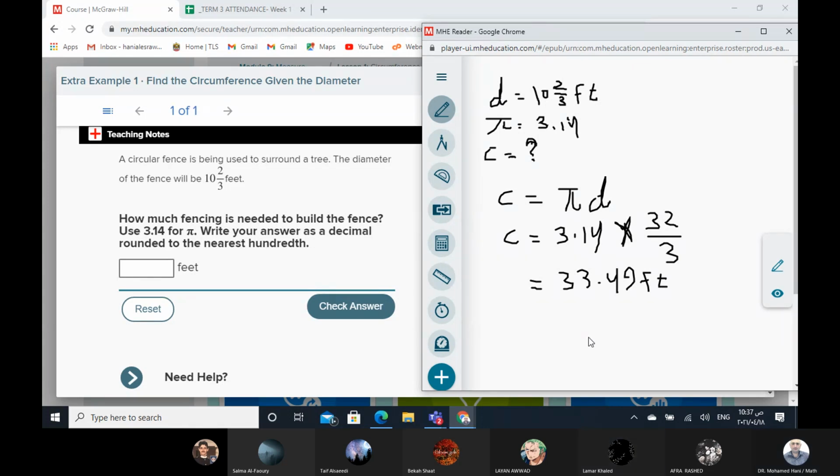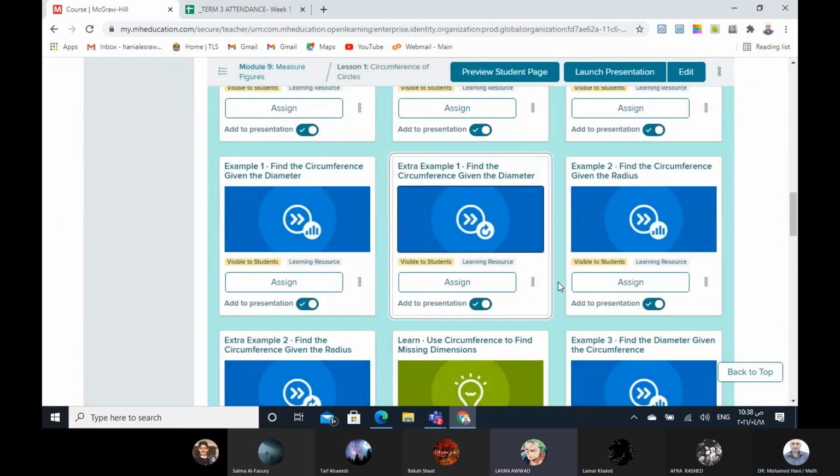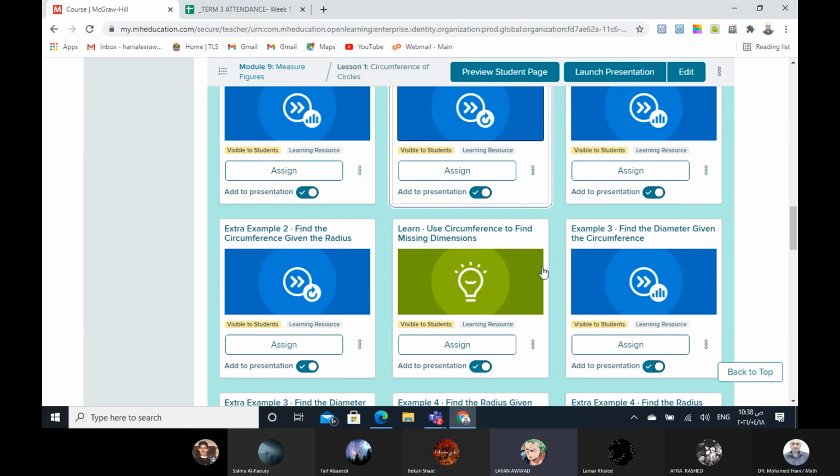Mister, I did the same thing, but instead of doing it the decimal way, I did it the fraction way, and I multiplied by 22 over 7. Is that correct? Multiply by 22 over 7, the value of pi, times 32 over 3. Like this? Yes, it's true. If you want to check that your answer is correct, you take the circumference and divide it by the diameter.